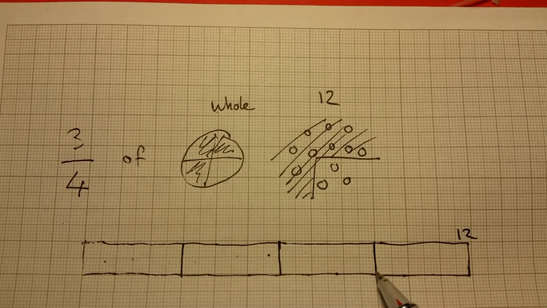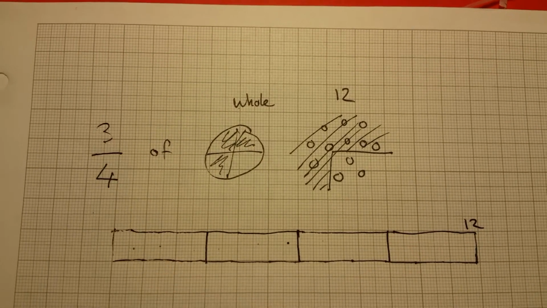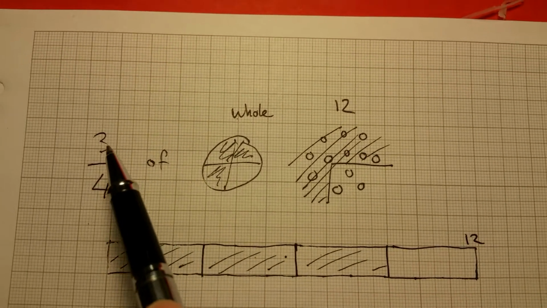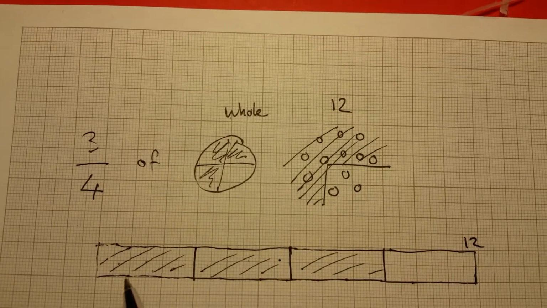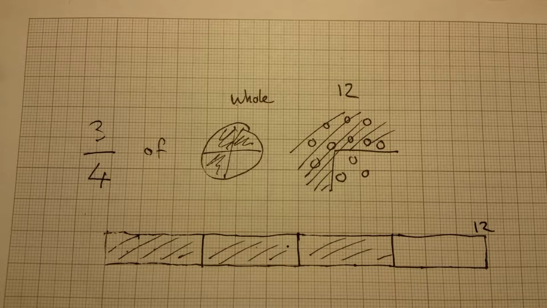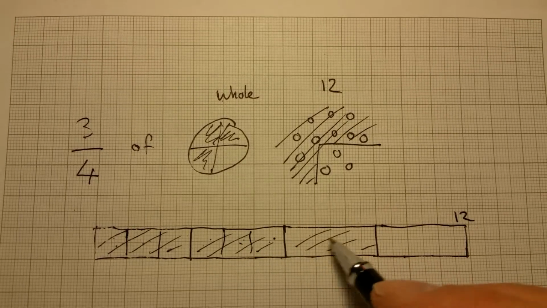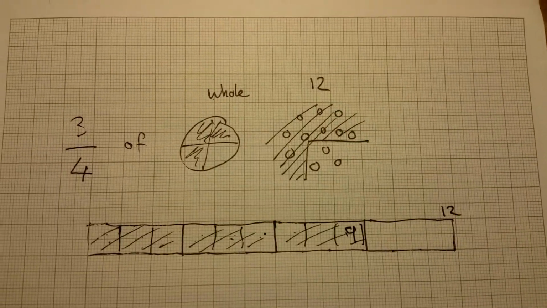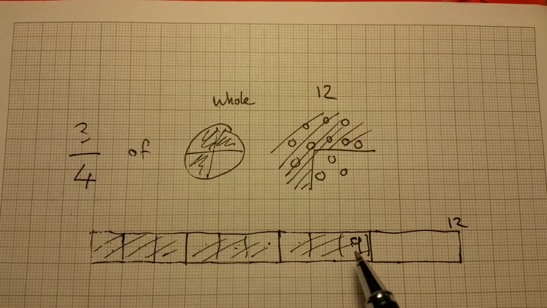So I've split my bar now into 4 pieces, which is good because our denominator is 4. And I want 3 of them. 1, 2, 3. So to find out what 3/4 of 12 is, I just have to count the total number of sweets or squares I've shaded in. So 1 square was 1 sweet. So I've got 1, 2, 3, 4, 5, 6, 7, 8, 9. I have got 9 sweets. So if I have 3/4 of 12, the answer is 9.